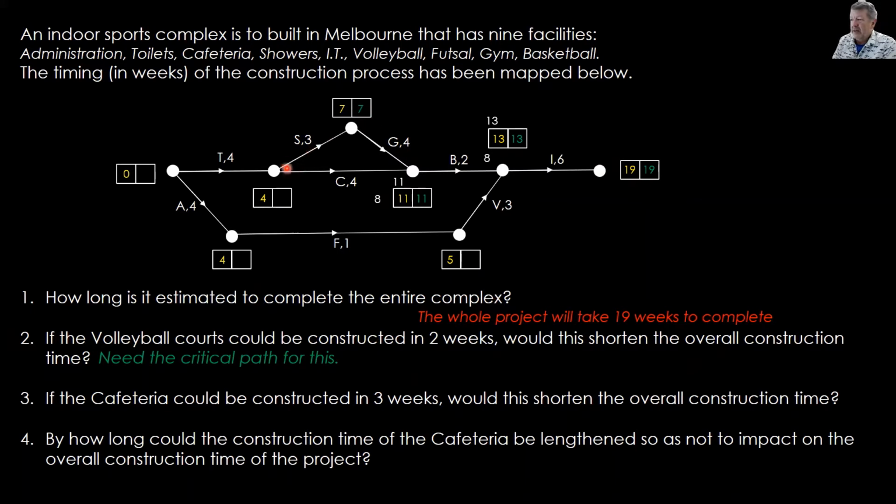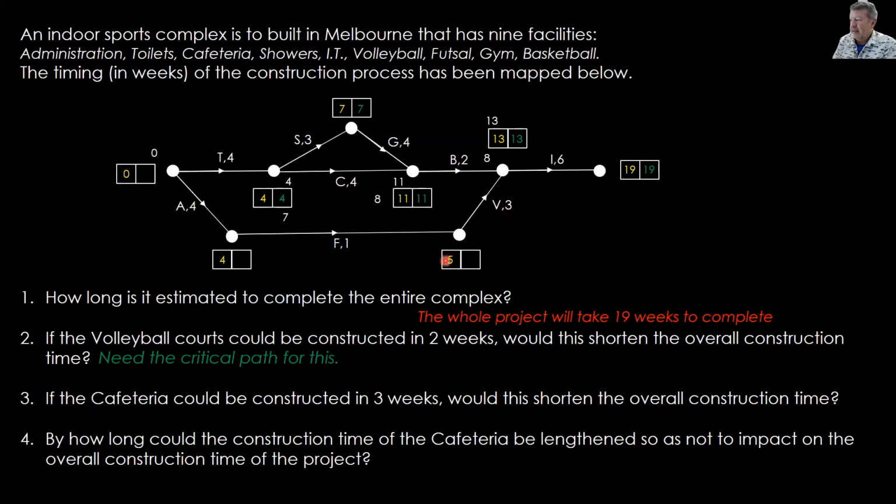7 take away 3, there's a junction. So 7 take away 3 is 4, goes on top. 11 take away 4 is 7, goes down the bottom. Smallest in the box is 4. Then 4 take away 4 is 0. It's not looking good for volleyball, is it?